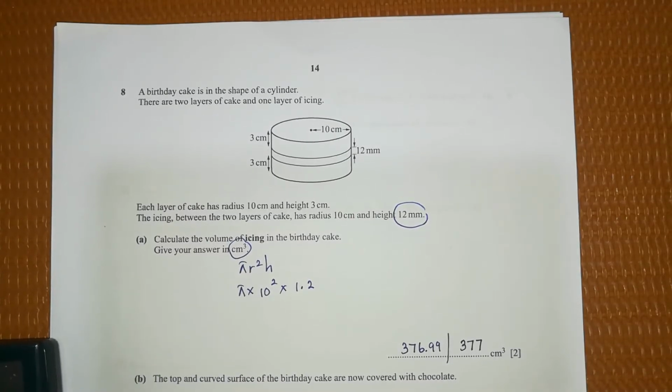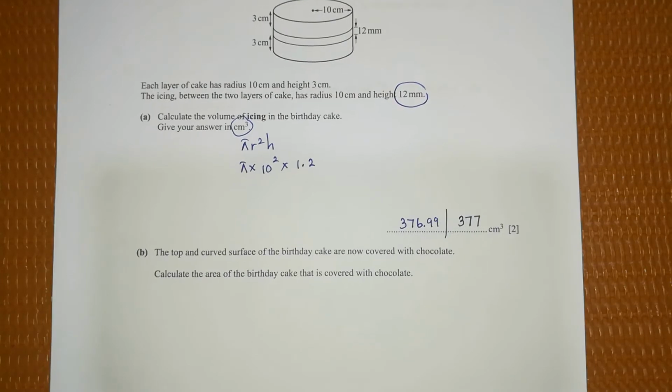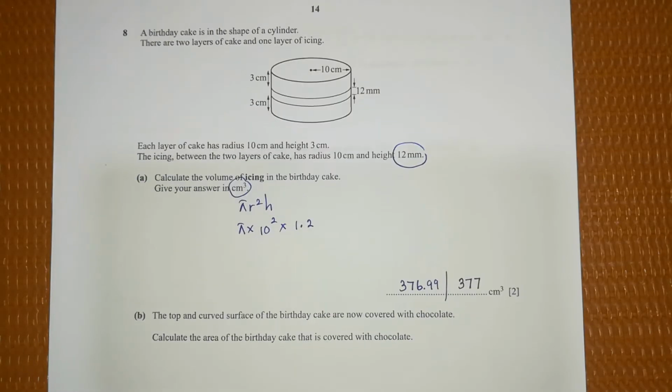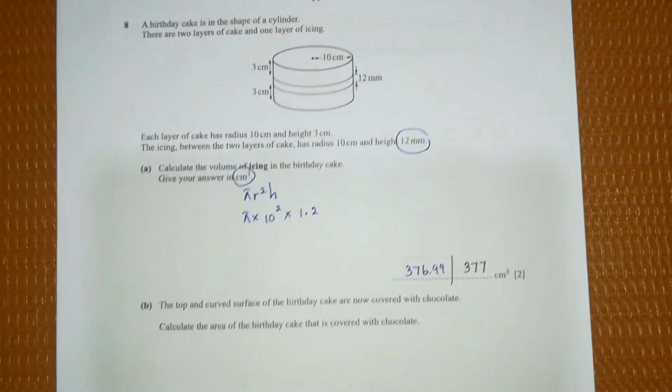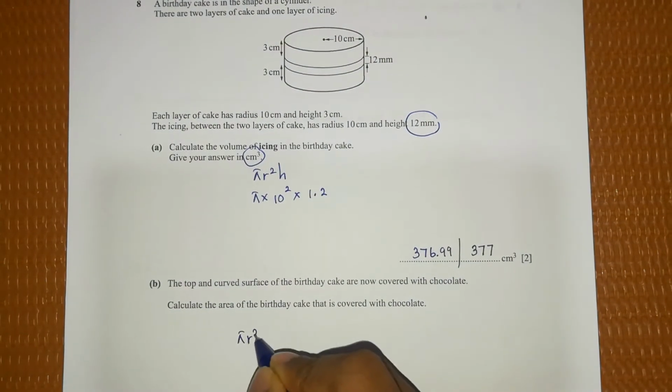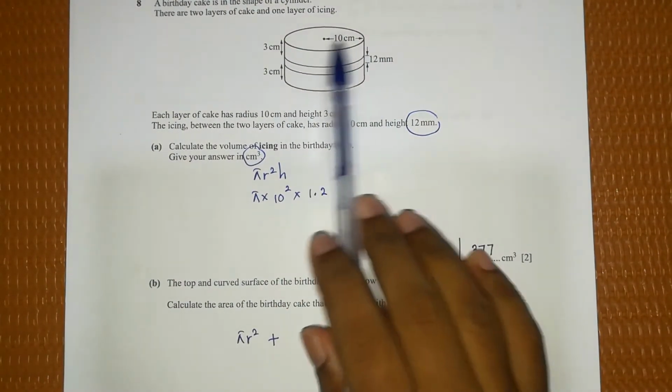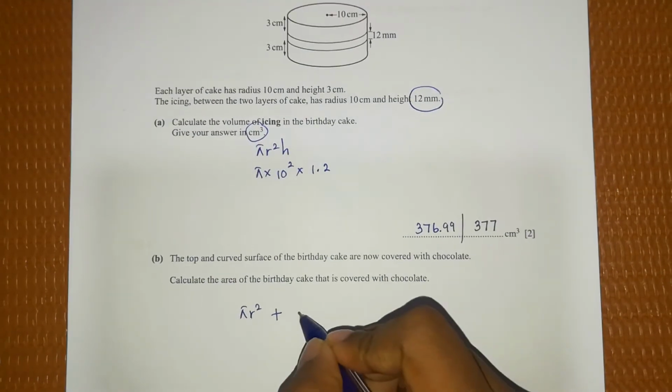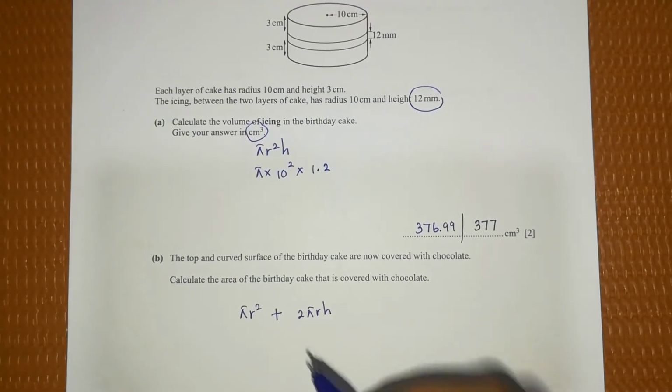cubic centimeters. Part B. The top and curved surface of the birthday cake are now covered with chocolate. Calculate the area of the birthday cake that is covered with chocolate. So the top and the curved surface. We are finding the area here. The top is this part. So that is pi r squared plus, for the curved surface area, that is 2 pi r h.